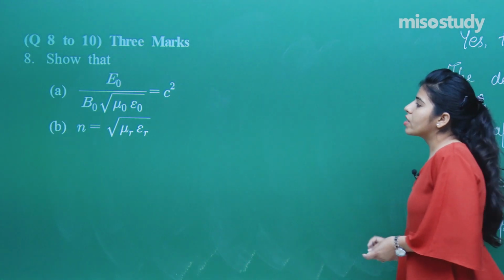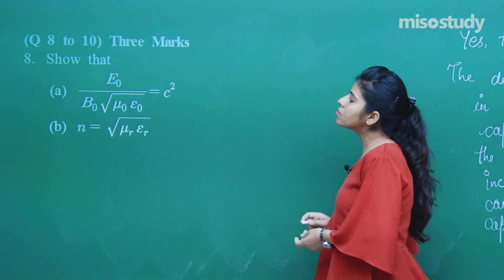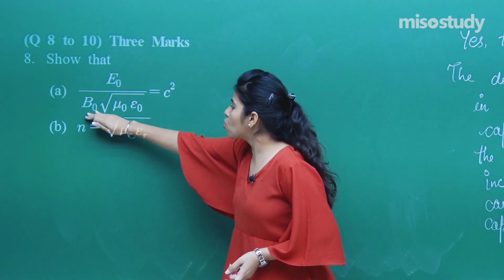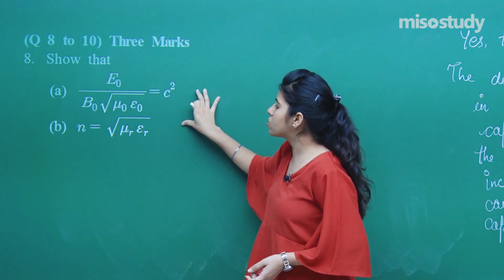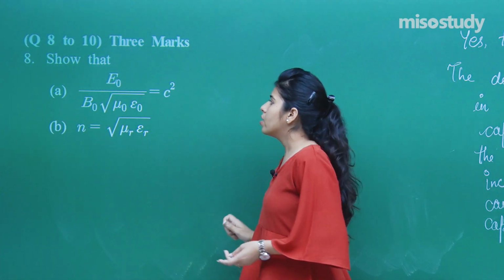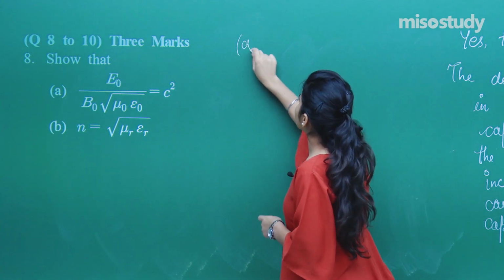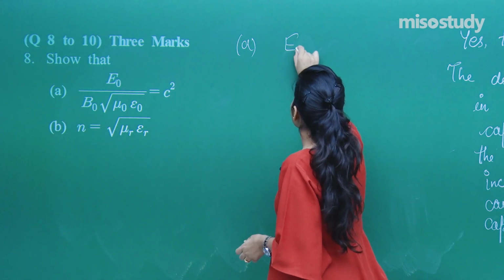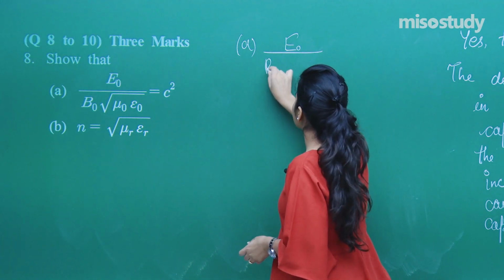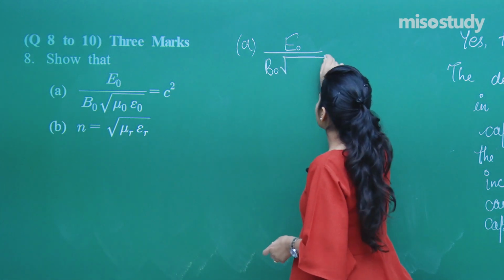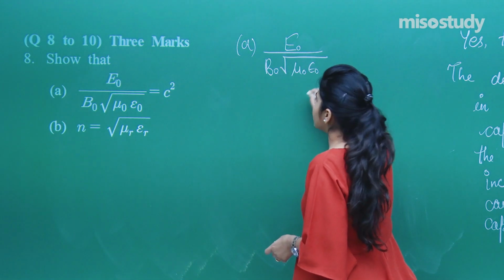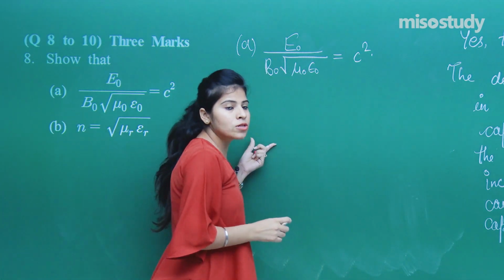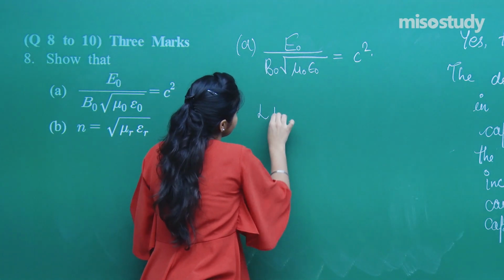Now, questions number 8 to 10 are 3 marks questions. We have been given 2 parts in the question. We have to show that this term is equal to this term, and this term equals to this term. So, let us consider the first case. A: E naught upon B naught under root mu naught epsilon naught equals C square. We will start by taking the left hand side of the question.